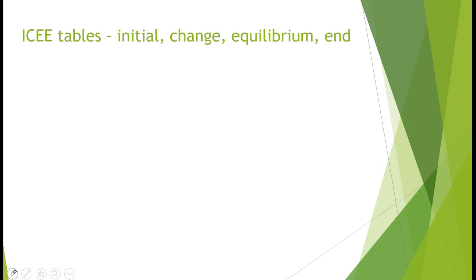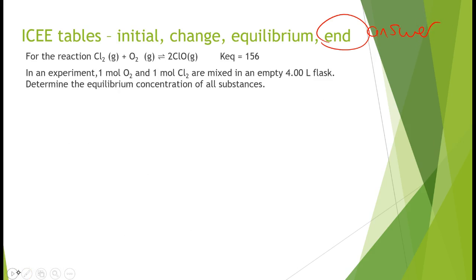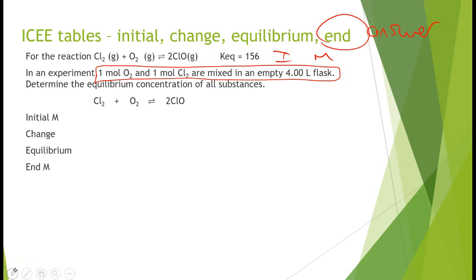And so what we're going to set up now is something called ICEE tables. Initial, change, equilibrium, and end. End meaning the answer. Okay, so sample problem. And again, I'm reading this very carefully, and I see my reaction. I got my K, and I see this. And to me, that is the initial, but I want molarities. Okay, so 1 mole of chlorine divided by 4 is 0.25. 1 mole of oxygen divided by 4, 0.25. It doesn't say anything about the ClO, so I'm going to say it's 0 to start.